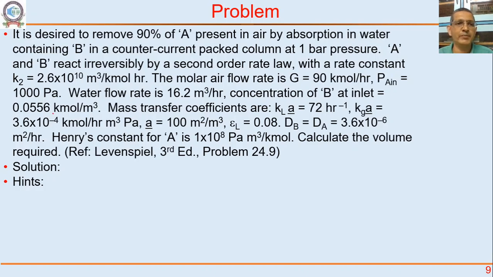Concentration of B at the inlet is 0.0556 kilomoles per meter cube. Mass transfer coefficient kLa, kGa given to you, A bar given to you, epsilon L, dB, dA given to you, Henry's constant given to you. Calculate the volume required. This is actually problem number 24.9 in Levenspiel's book.